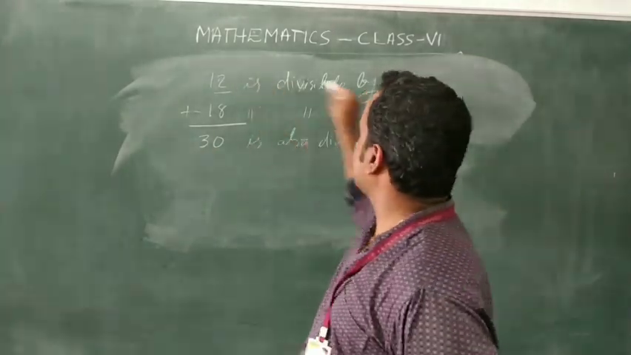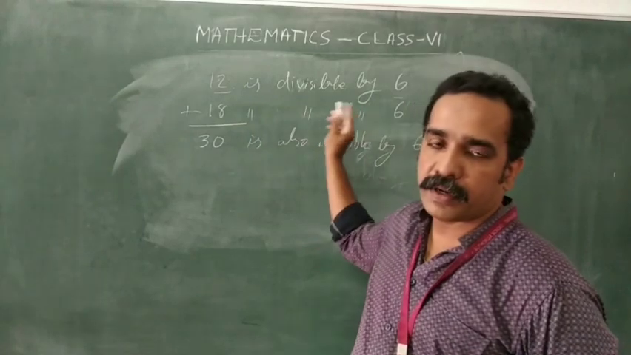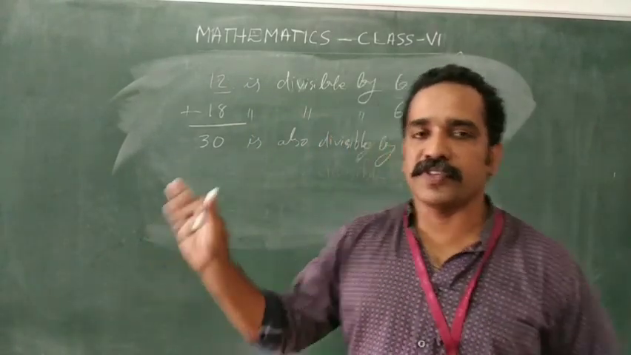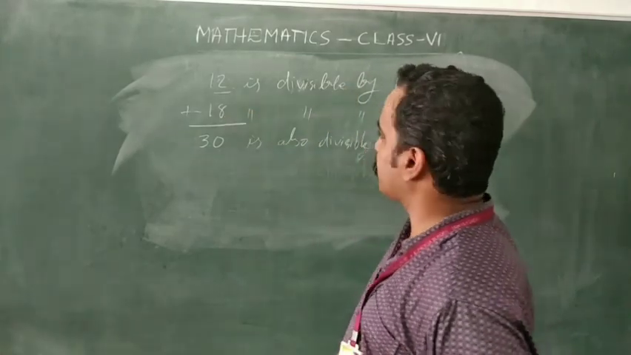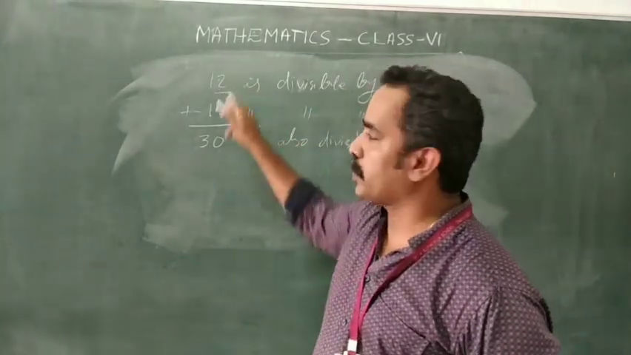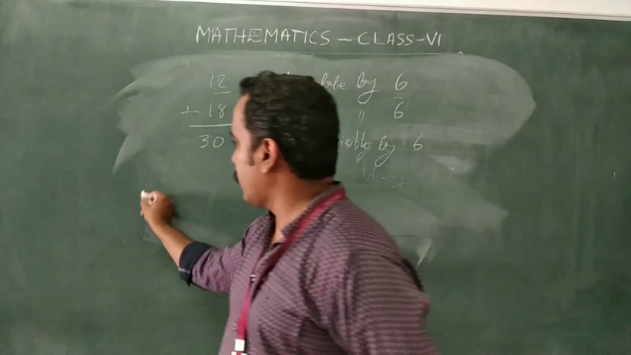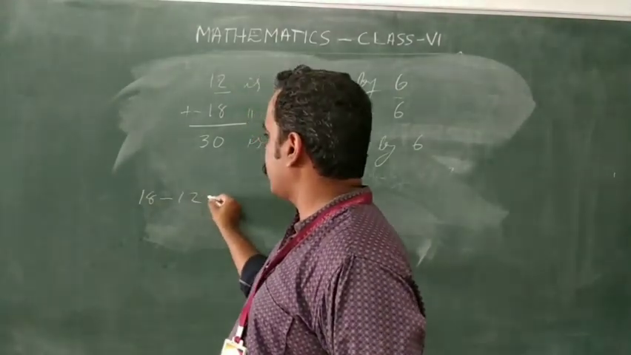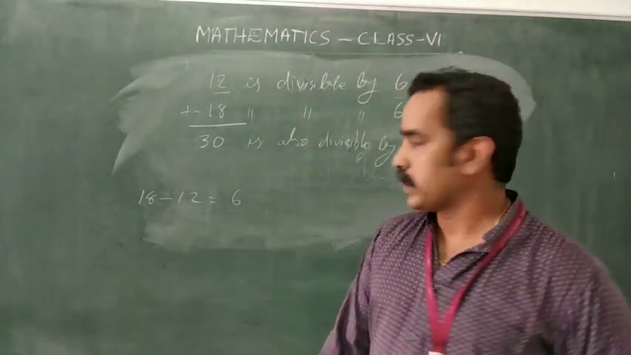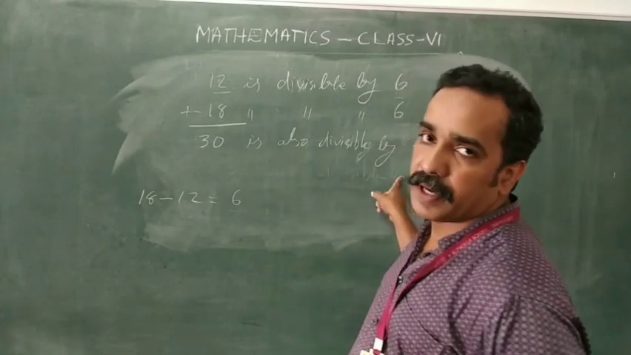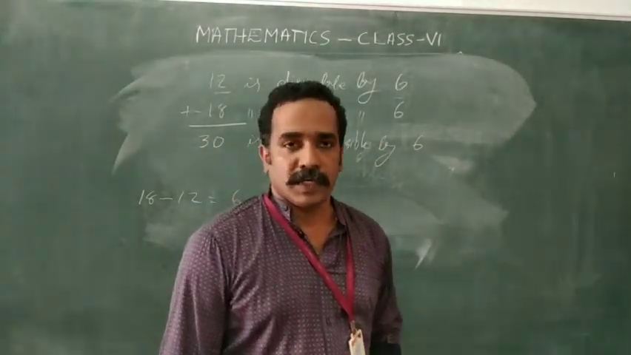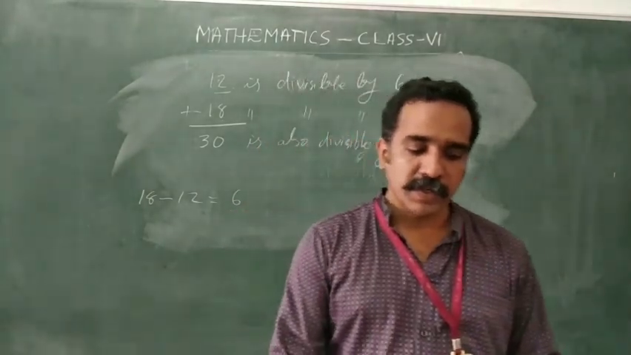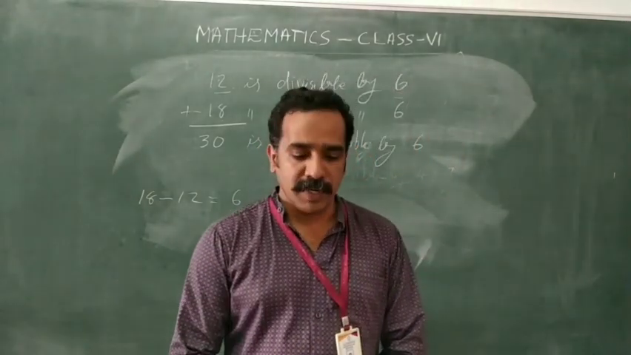That is the next property. And the next one is also the same. If two numbers are divisible by a number, then their difference is also divisible by that number. 12 is divisible by 6, 18 is divisible by 6. Then what is the difference between 18 and 12? 18 minus 12 is equal to 6. That is also divisible by 6. These are the general properties. So 4 general properties we have discussed about the divisibility test.